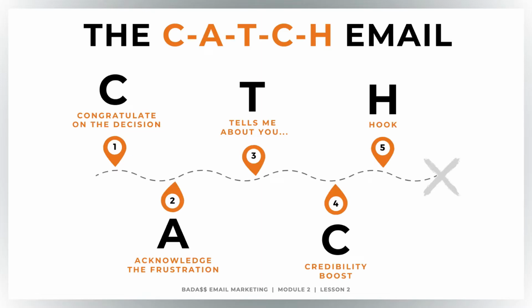So here is what it stands for. C is for congratulate them on the decision. Basically, you've got to congratulate them. You've got to say, hey, congratulations on taking this step. A is to acknowledge the frustration that they feel. T is tells me about you. In other words, this tells me this about you. C is a credibility boost, and H is a hook to your next email. So again, catch is congratulate, acknowledge, tells me about you, credibility, and hook. You can remember that acronym, and then you'll always know what you're supposed to be writing in this email. So that's the 5-part structure. Now let's dive in and do the nitty-gritty work.